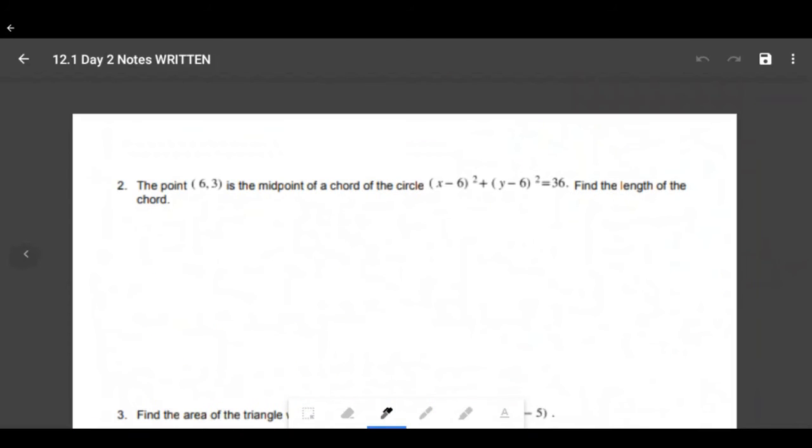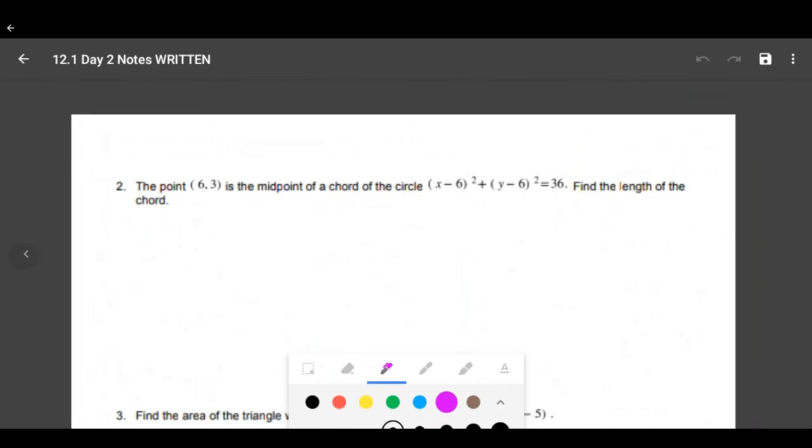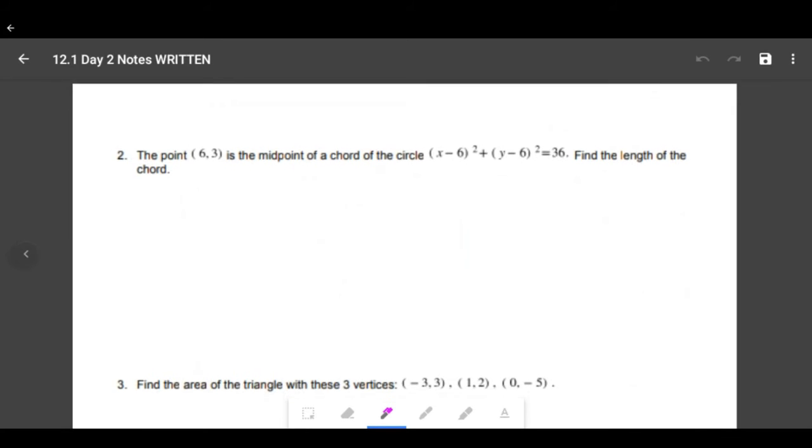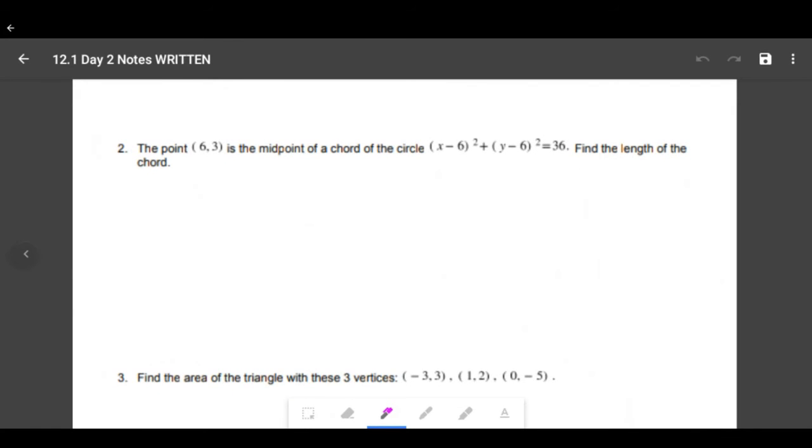Number 2. Okay, it's telling me the point 6, 3 is the midpoint of a chord of the circle, and it gives you the equation. Find the length of the chord. So what I'm going to do is let's write down what we know. Well, based on this, I know that my center is at 6, comma 6, and I know that my radius is 6. So if we think about this, like I said before, I'm a visual learner. So if we were to graph this, give myself a little more room in that first quadrant. That's a little better. All right, so if I go 6 to the right, 6 up, so right about there, I can see my center.